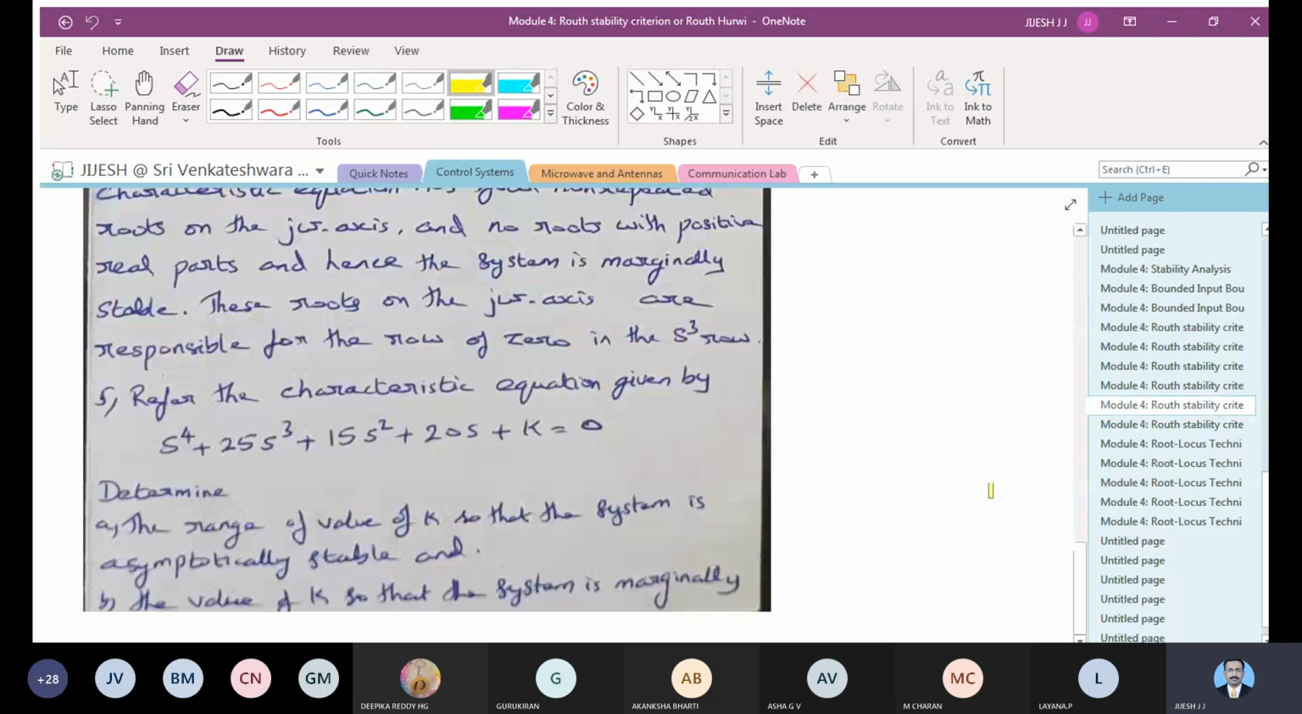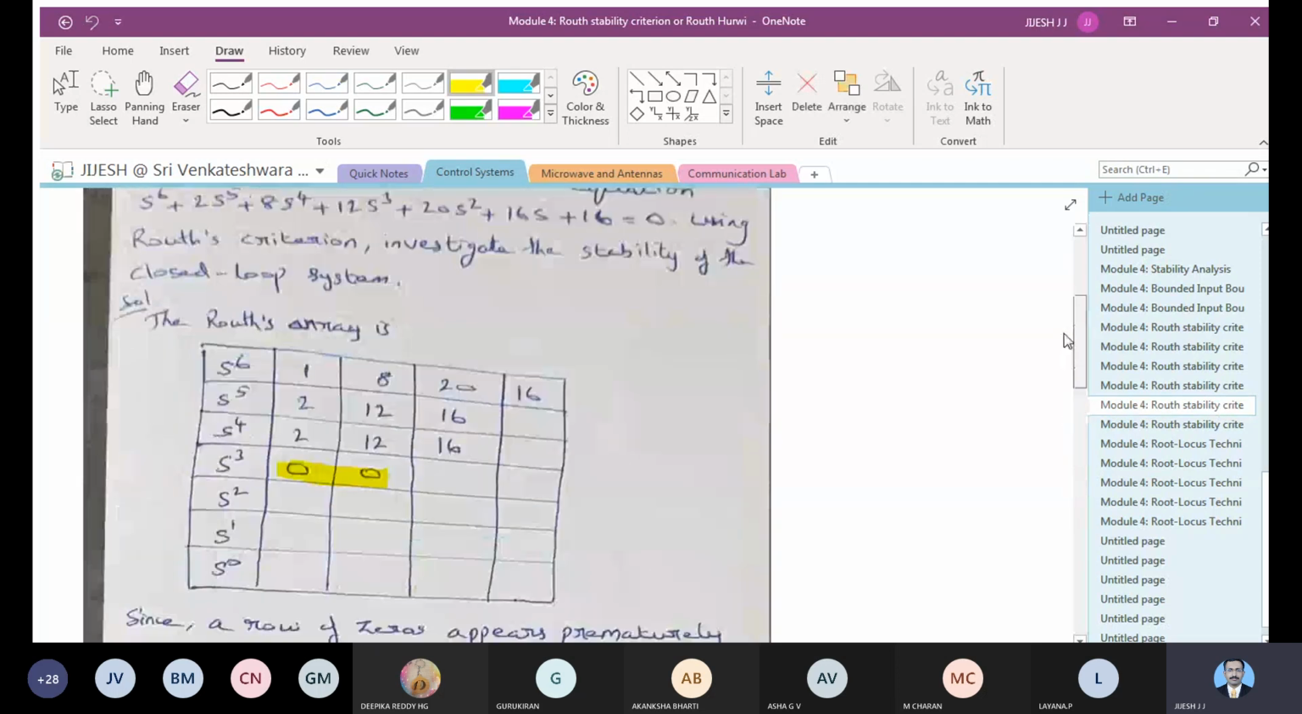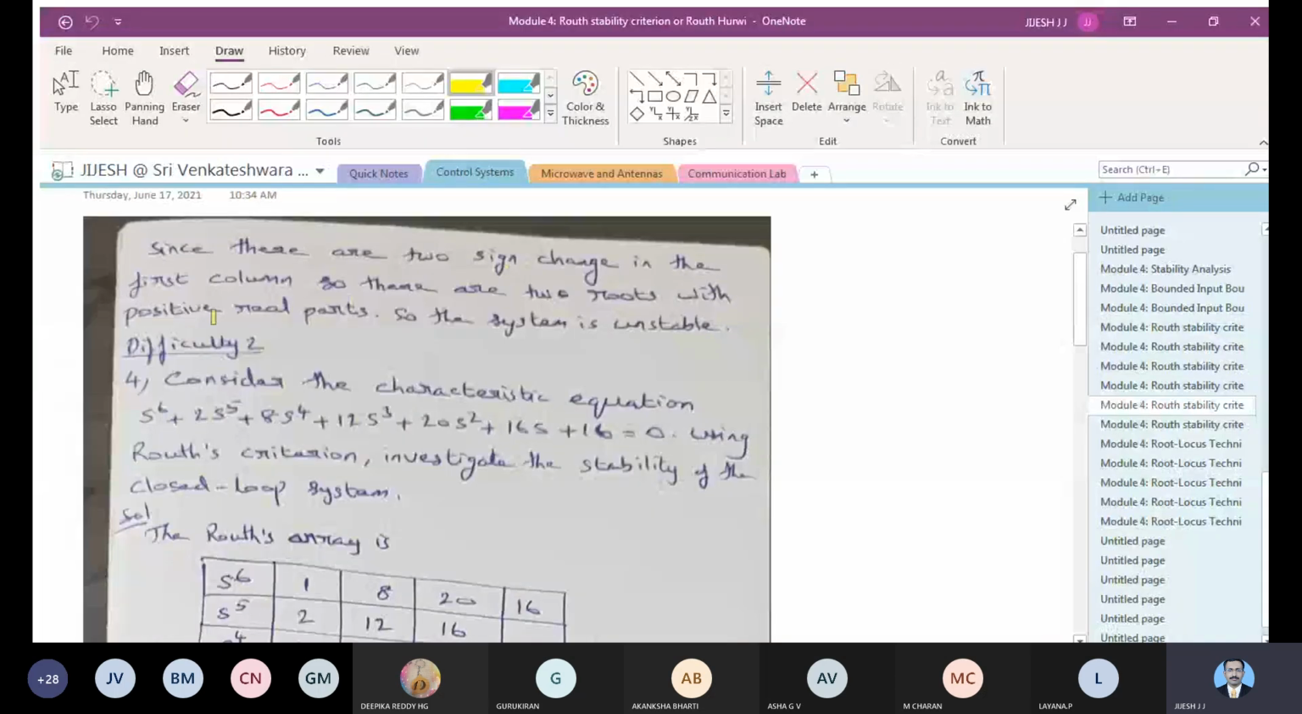So this statement you can just note down. So this is difficulty one, and now after this we'll be discussing difficulty two. So that statement you can write: since there are two sign changes in the first column. So you can see all the things are observed in the first column only. Okay, that is very important. So there are two roots with positive real parts, as the system is unstable. So you can say that the system is unstable.